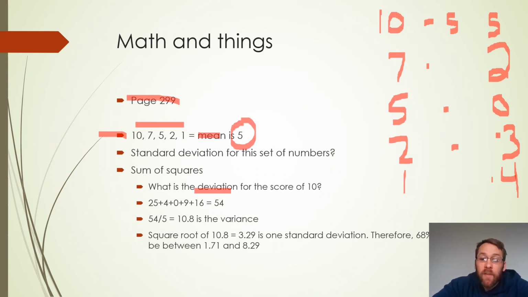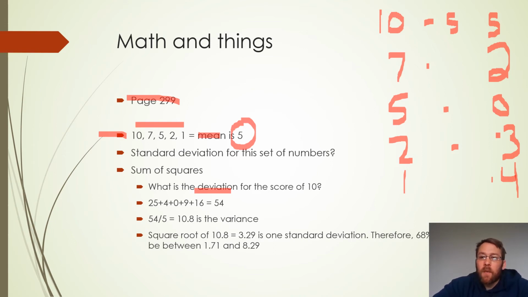10 deviates from the mean of 5 by 5 places. 7 deviates from the mean of 5 by 2 places. 5 deviates from the mean by 0 places. 2 deviates from the mean by negative 3 places. 1 deviates from the mean by negative 4 places.